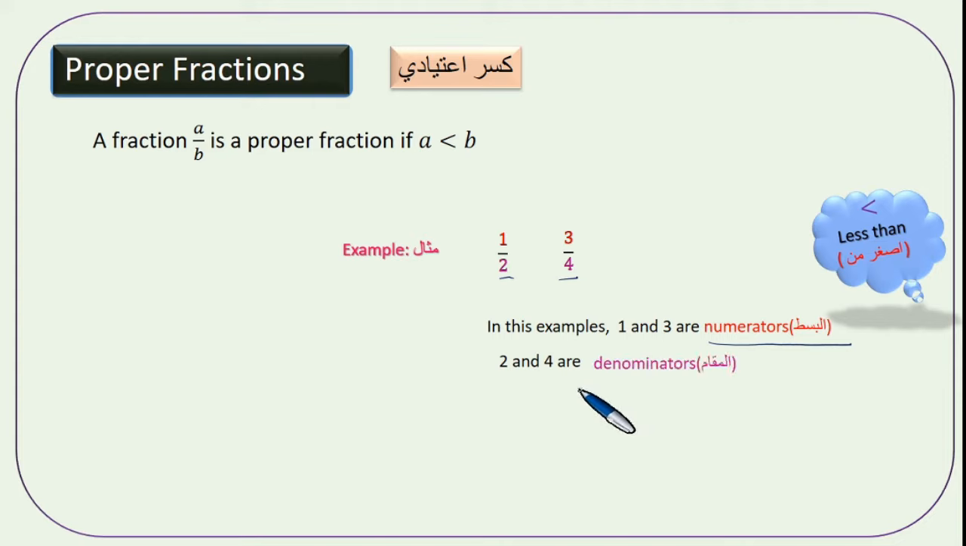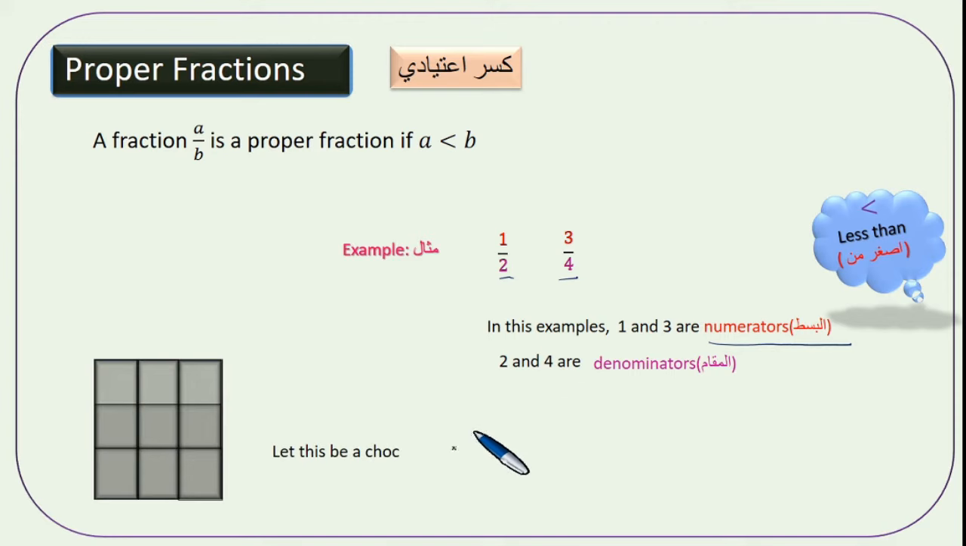Let me explain this with an example. Let this be a chocolate that can be broken into 9 pieces. There are 9 pieces, right? 1, 2, and here it is 3. So 4, 5, 6, 7, 8, 9. This chocolate can be broken into 9 pieces.